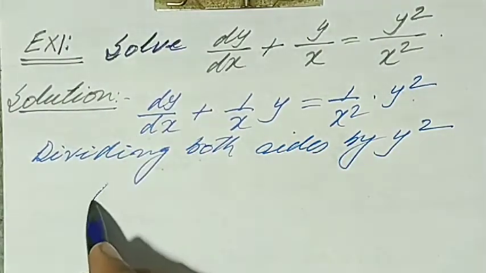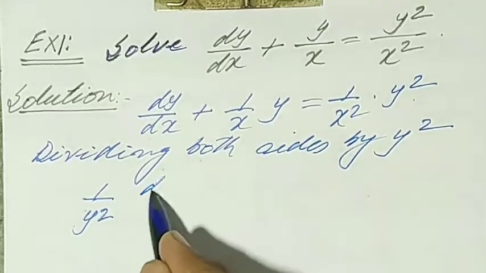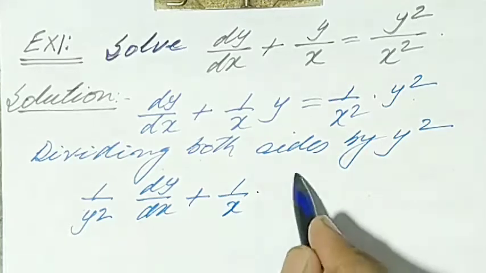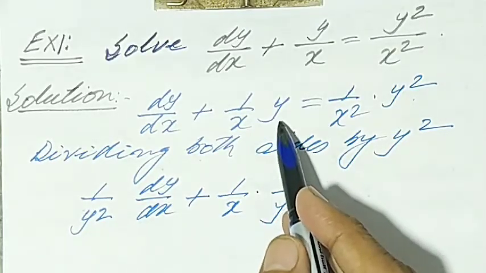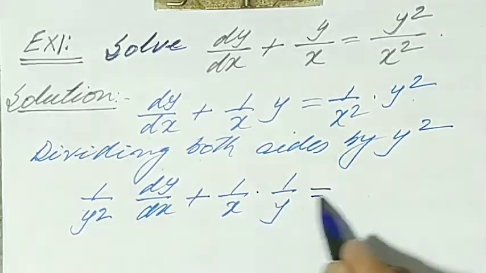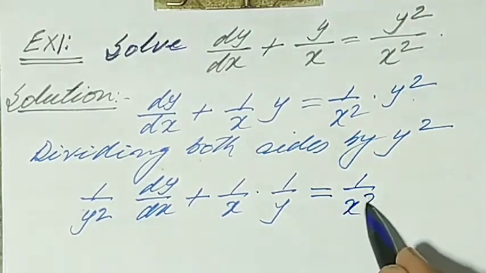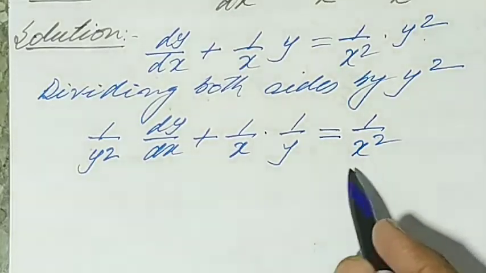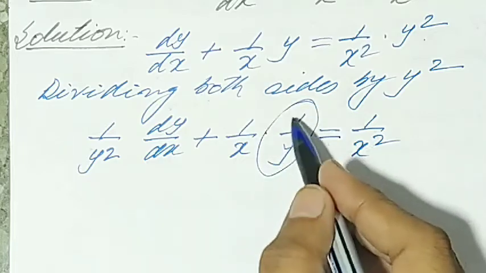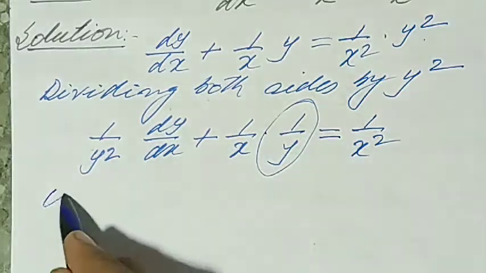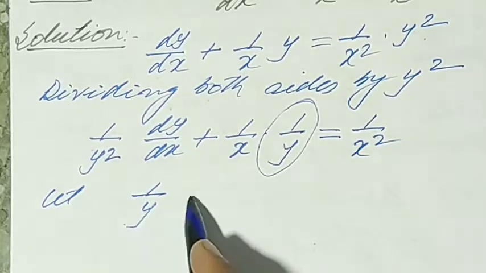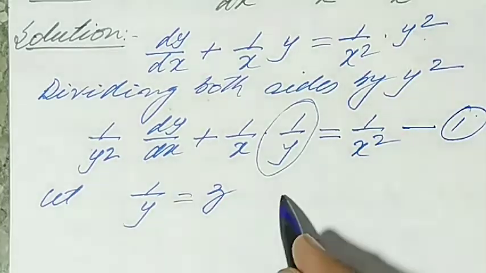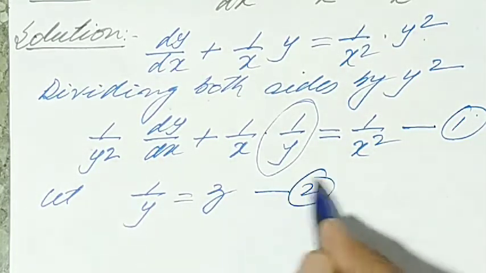So we get (1/y²) dy/dx + (1/x)(1/y) = 1/x², because if we divide this term by y² we get 1/y, and on the right hand side only 1/x² is left. In the next step, we have to consider this expression as z. Let 1/y = z.